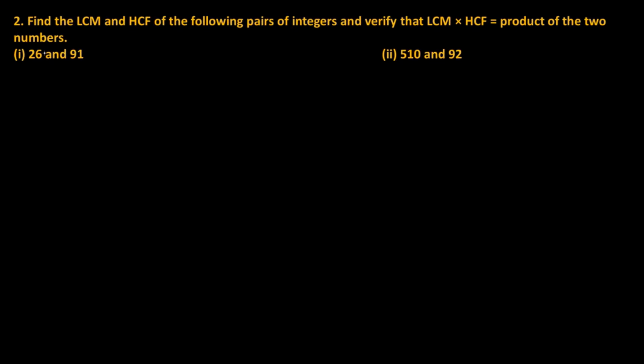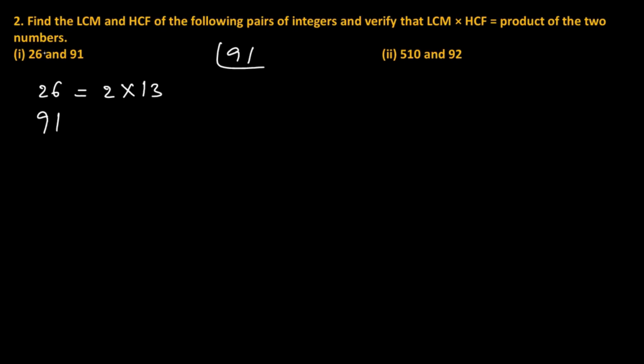Find the LCM and HCF of the following pairs of integers and verify that LCM times HCF is equal to the product of the two numbers. Okay, let's do the first problem. If you take 26, what are the factors of 26? If you do the prime factorization, you will get 2 into 13. Now the prime factorization for 91, here I am doing.